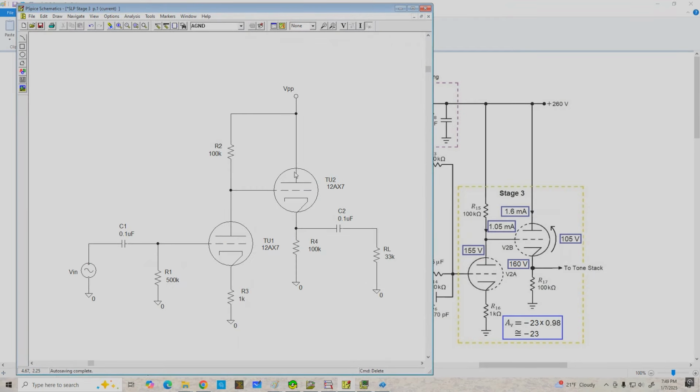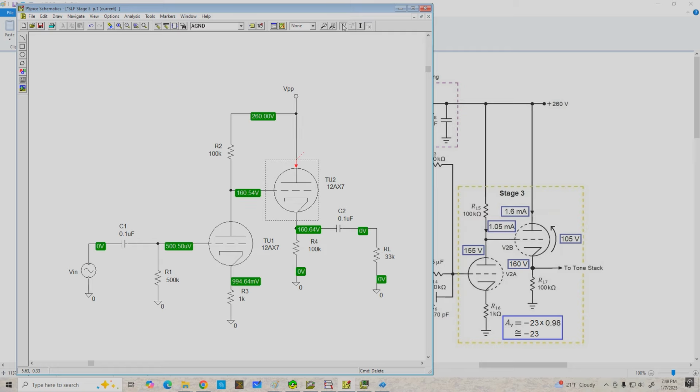All right, here's our schematic editor with the circuit constructed. I do have a 260 volt power supply connected to this thing, but let's go ahead and look at our currents first. And for TU1, which would be V2A, we have a plate current of 994 microamps. So it's slightly less than the 1.05 milliamps we calculated. Pretty good. For V2B, that's this second triode, we have 1.6 milliamps. It's right on the money with what we calculated, so just about perfect.